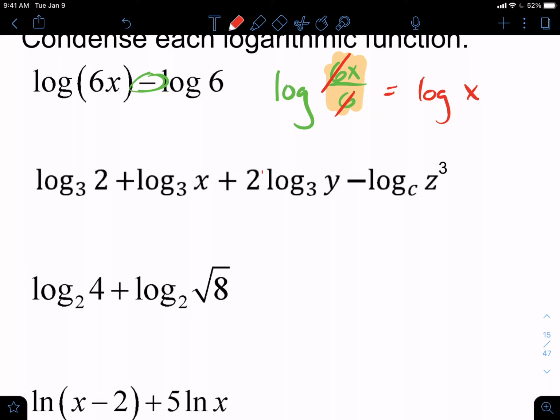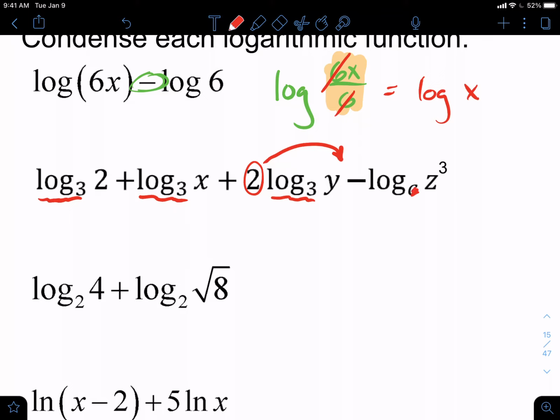So first off, I see this coefficient in front. That's going to have to move up top as an exponent here. Nothing else has it. They are all log base 3. The way I like to think about it, actually, so hold on. I think this log base c over here for this last one, I feel like this is a typo over here.